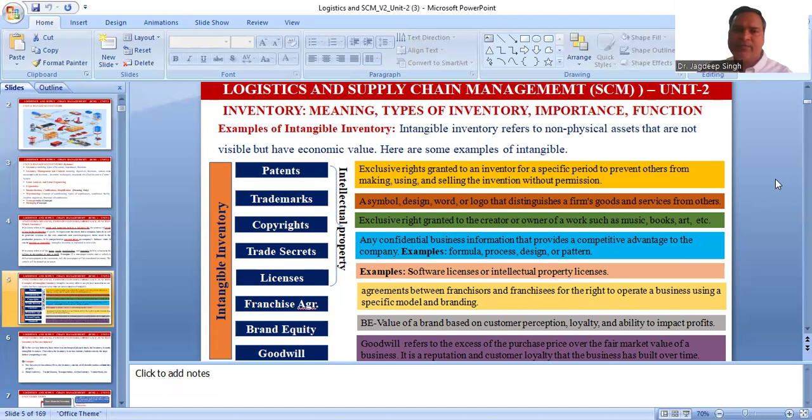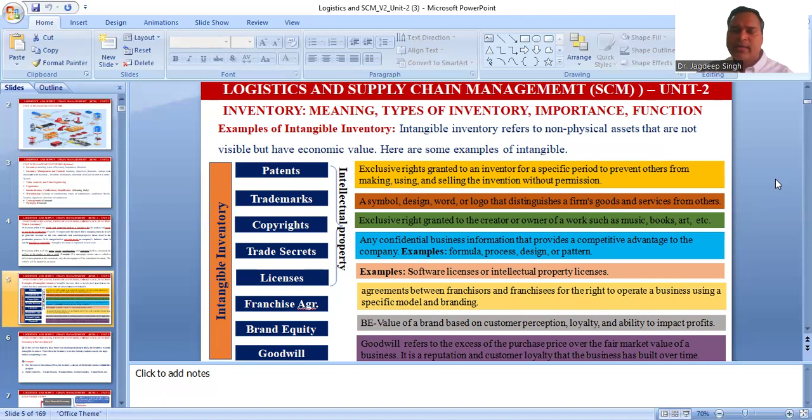What is copyright? It is exclusive rights granted to the creator or owner of work such as music, books, arts, etc. Right? What is trade secrets? Any confidential business information that involves a competitive advantage to the company. Example, formula, process, design, or pattern.